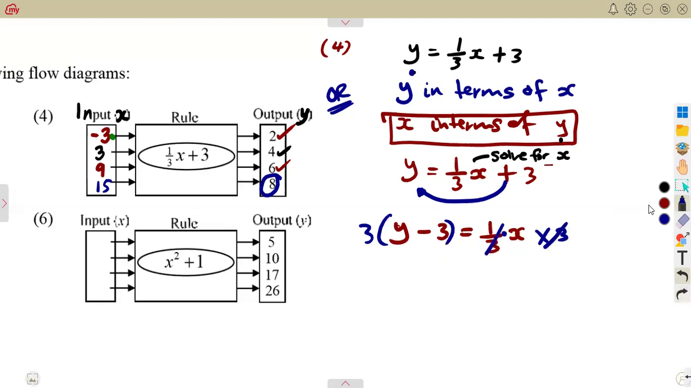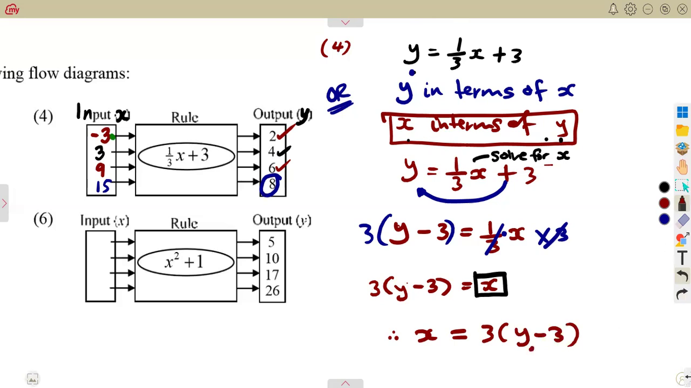All right. So a third times a 3, that's going to cancel. You remain with x, which is equal to 3 into the bracket of y minus 3, or you can expand the bracket. It is up to you. So as we can see, we have an equation where x is now in terms of y, where we are saying x is equal to, just like what we had, y is equal to. Now it's x is equal to. That is to write x in terms of y. x is equal to something that is in terms of y.